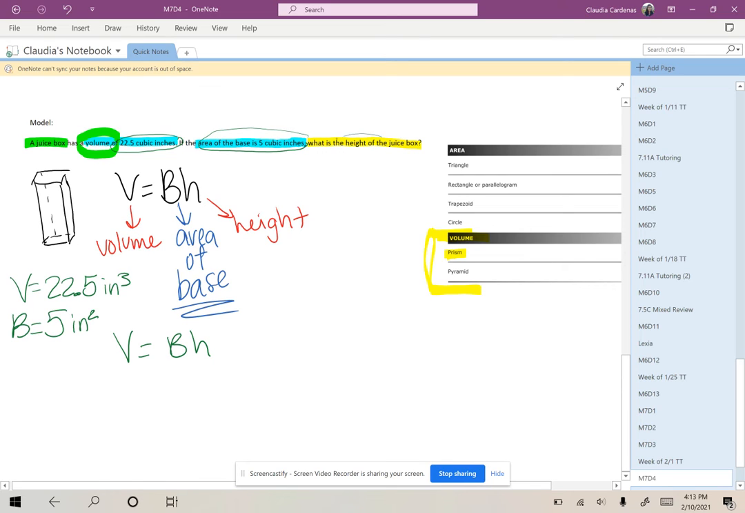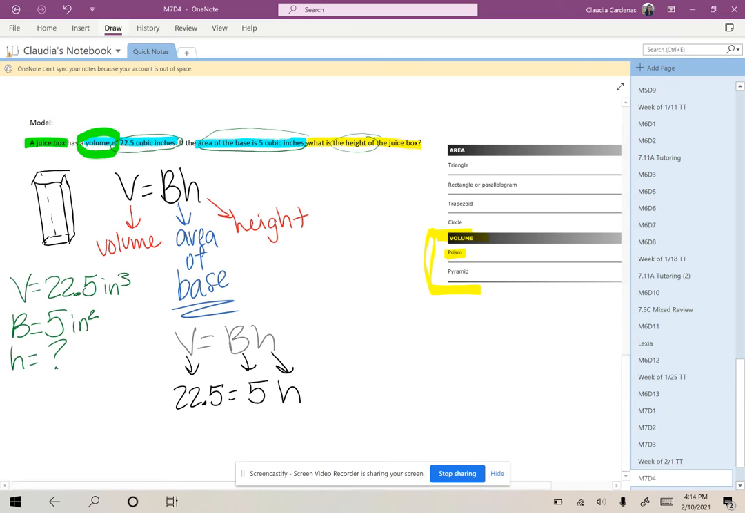And they are looking for the height. So I'm going to put a question mark next to H, right? That is what is missing. Therefore, that is what we're trying to find. Awesome. Now that we've labeled that off to the side, I'm just moving our formula over. We can begin substituting that directly into the same formula we used yesterday. So our volume is 22.5, our area of the base is 5, and our H is missing, so we're going to leave that there as a variable.